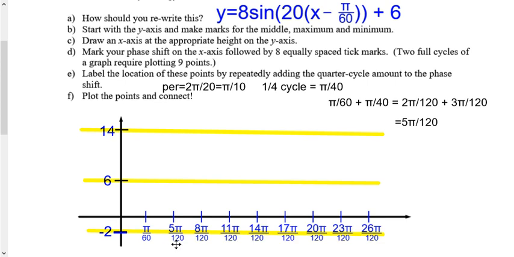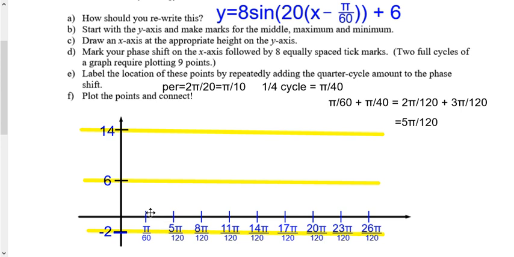Now I know 5 pi over 120 could be reduced, but I just have to turn it back into 5 pi over 120 to add the next quarter cycle. So it's easier to leave your axis unreduced. So I continually add 3 pi over 120, because that was my pi over 40, my quarter cycle. And that gives me all of the values I need on my x-axis.